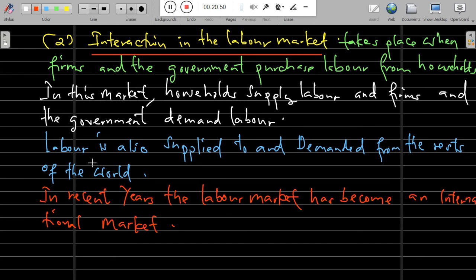So this kind of market arena takes place when firms and government purchase labor from households in the market. Households supply labor and firms demand labor.